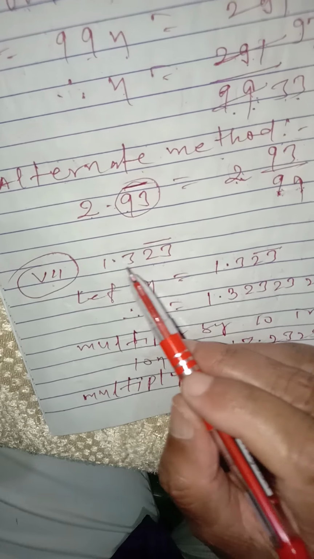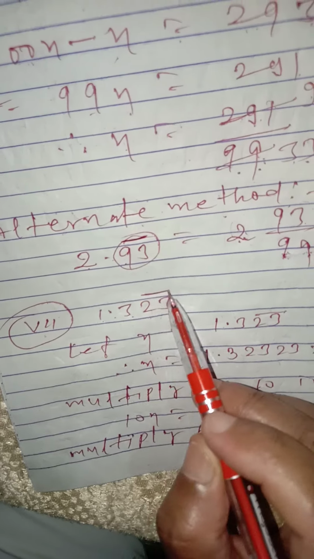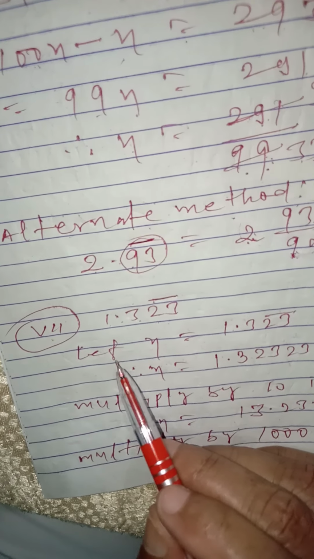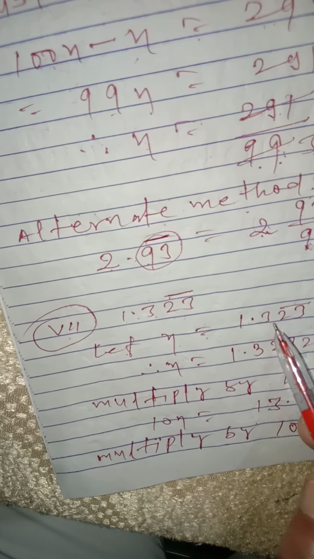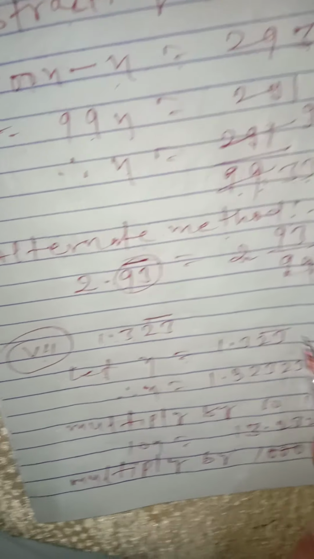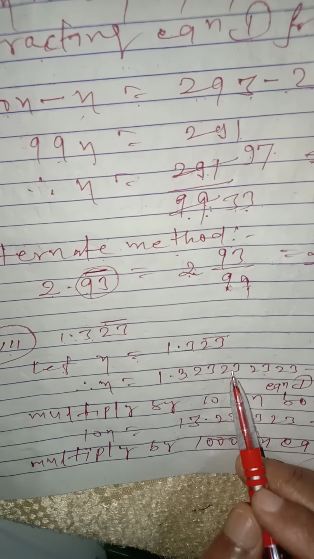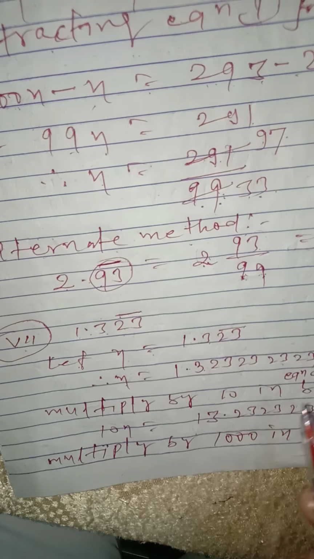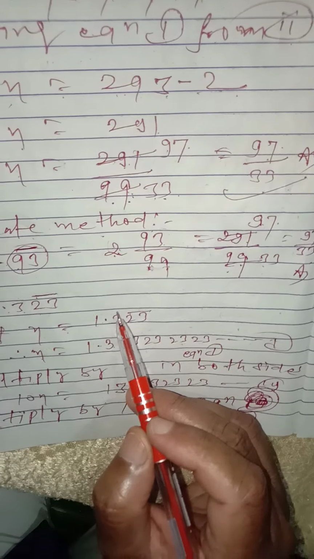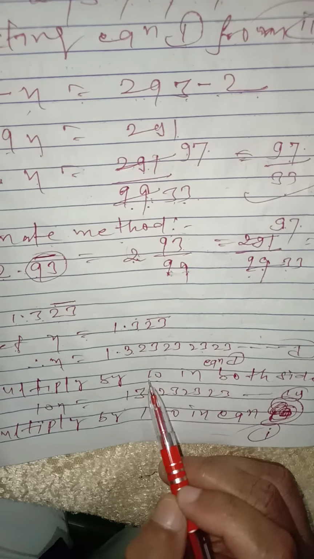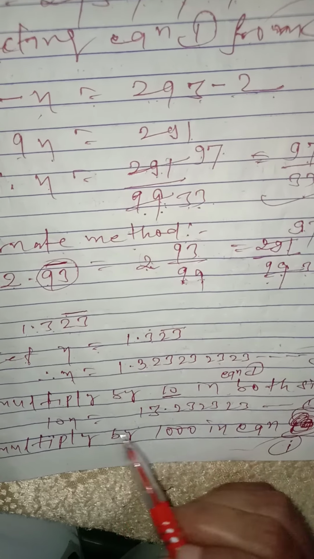Question number 7. 1.323 with 23 recurring. Let x equal 1.323 recurring. Therefore x equals 1.3232323... Multiply by 10, because after the decimal the first digit is not recurring. Therefore, always multiply by 10 first, on both sides of the equation.